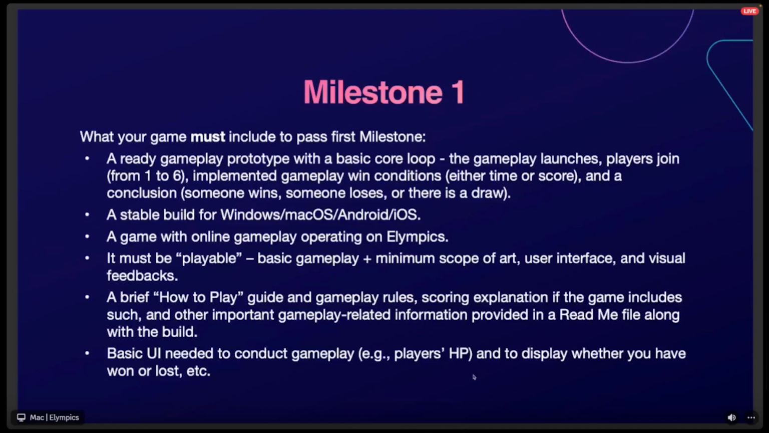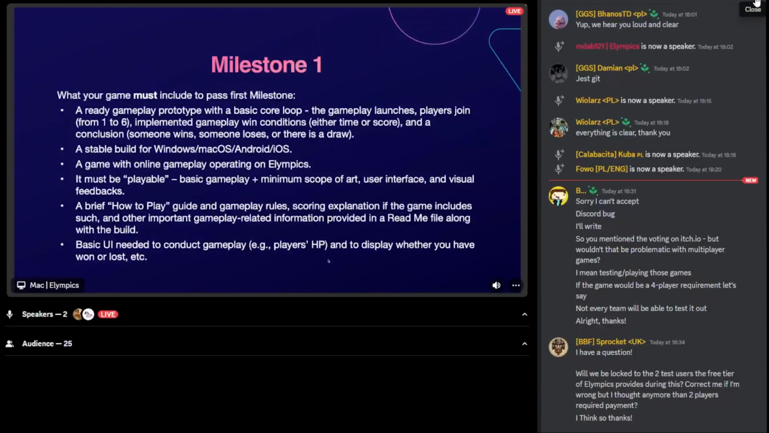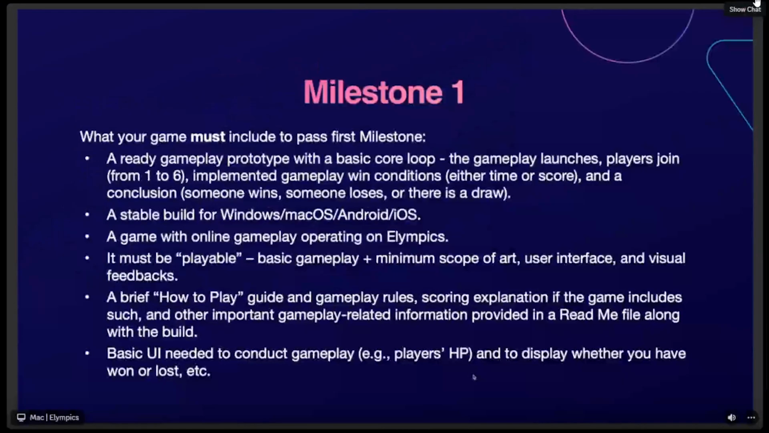So basically, a gameplay prototype with a basic core loop of the game. The gameplay launches, the players can join, and the game has implemented win conditions. So we know who won or what the final score of the game was, and there is some outcome. I can see that I lost or won, or there was a draw, or I achieved some score. This is what we understand as the basic core loop of the game.